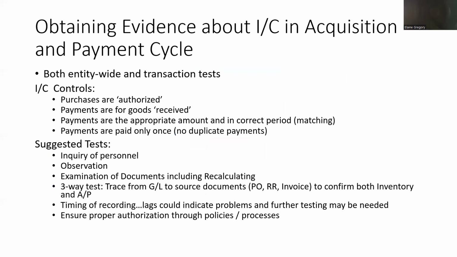When we're trying to obtain evidence, we want to look both entity-wide as well as transaction testing. We want to make sure, again, purchases are authorized, payments for goods received only. We want that receiving report in there. We want to make sure that payments are the appropriate amount and in the correct period, the matching principle. And we want to make sure there are no duplicate payments going around.